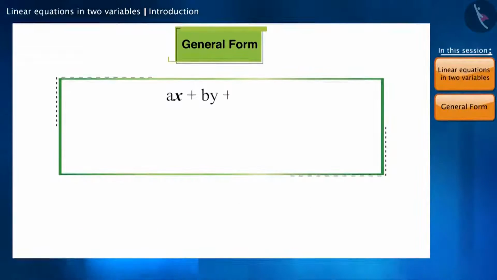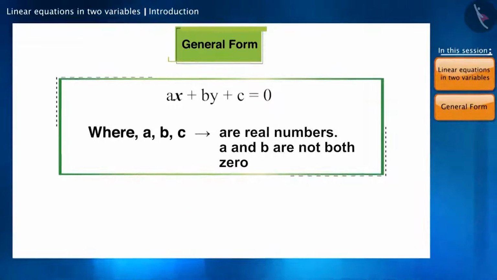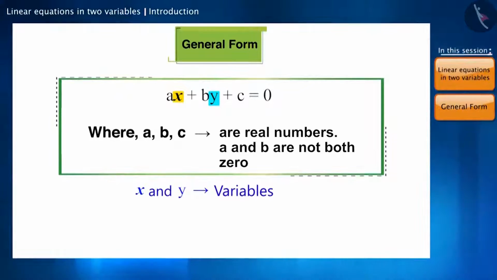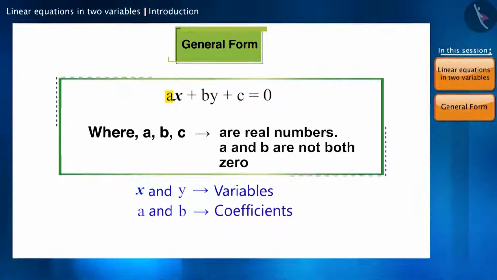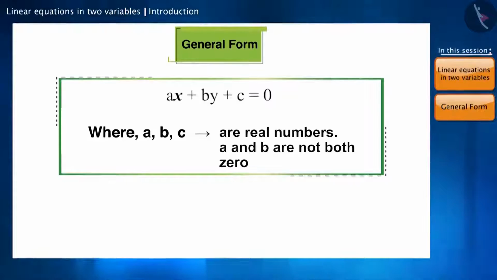Generally, we write it in the form of ax plus by plus c is equal to 0. Here, x and y are the variables, a is the coefficient of x, b is the coefficient of y, and c is the constant. Friends, an important point here is that a, b and c are real numbers. And both a and b cannot simultaneously be 0. Can you tell me why is this so? If both a and b become 0, both x and y term becomes 0. And we will be left with only a constant.